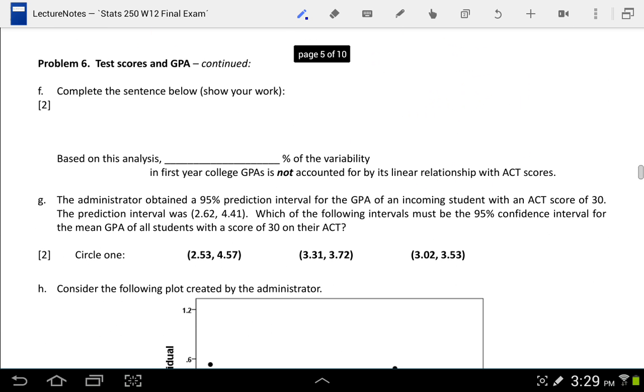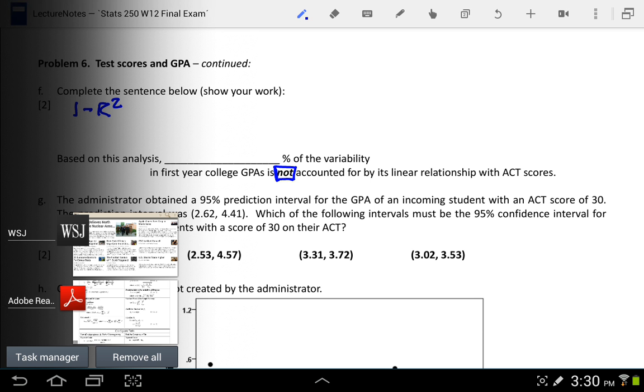Letter F. Complete the sentence below and show your work. Based on this analysis, blank percent of the variability in the first-year college GPA is not accounted for by its linear relationship with ACT scores. That sounds really familiar, a lot like R squared, except that whereas R squared tells us the percentage of variation in Y that is accounted for by variation in X, we want to know about the variation that is not accounted for. So we want the complement of R squared, 1 minus R squared. So we have to calculate R squared then.